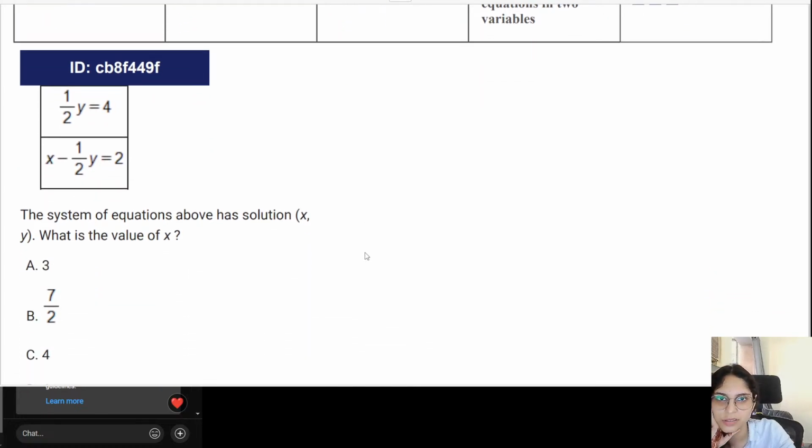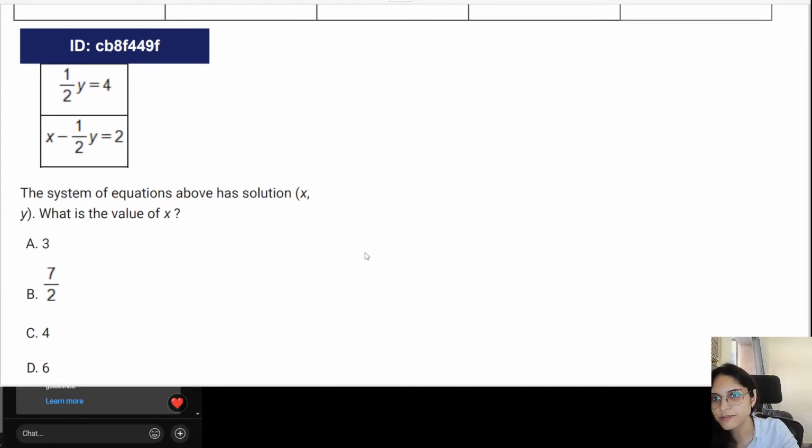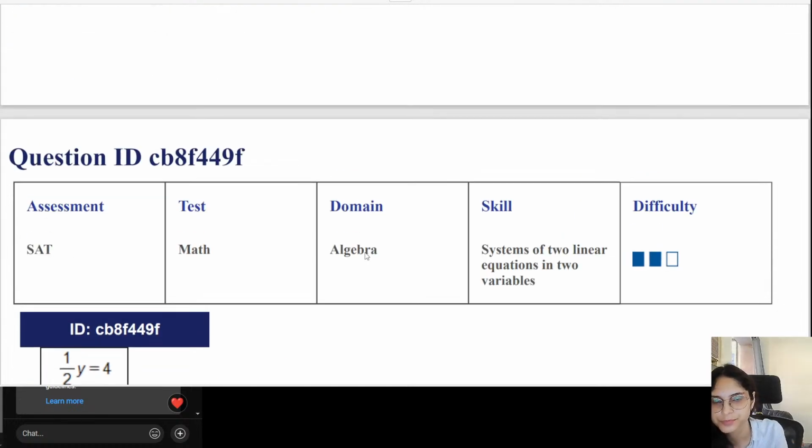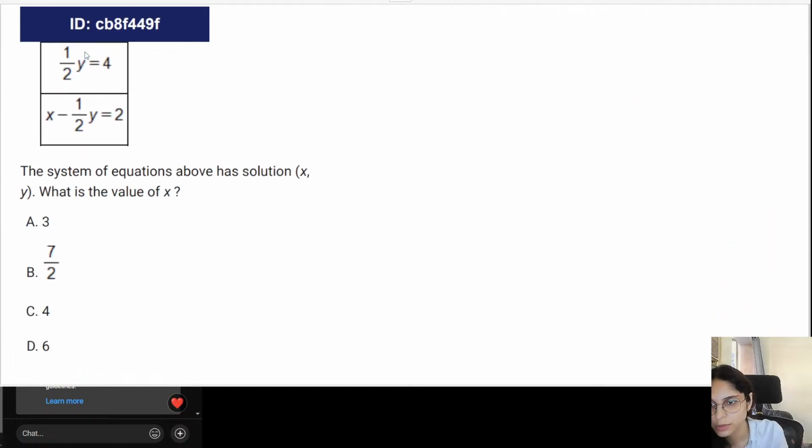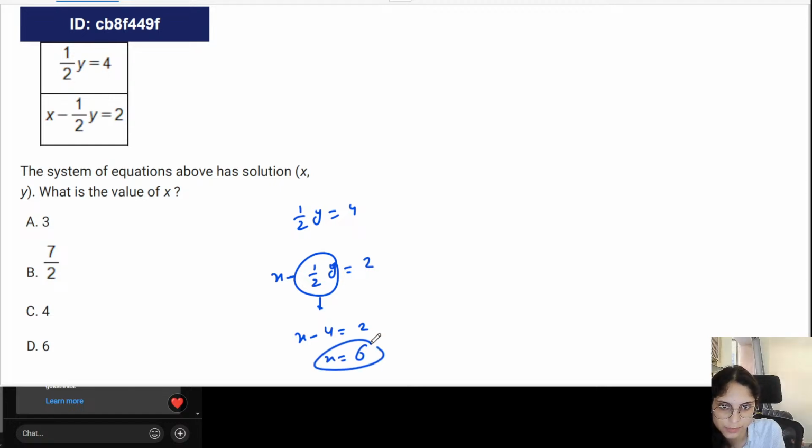It's also not that difficult because half y is directly given to you as 4. So for the entire half y, you put 4 there. X minus 4 is 2, so x is going to be 6. I was thinking of taking a break, but this was so easy. Half y is equal to 4. X minus half y is equal to 2. So this entire thing is 4. So x minus 4 is equal to 2. X is equal to 6.